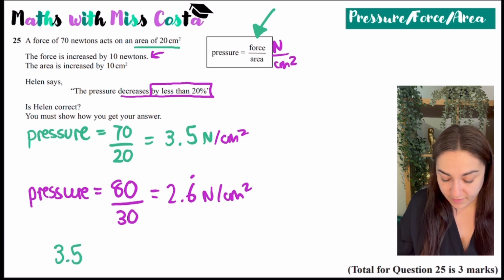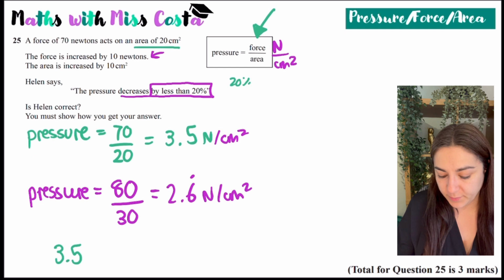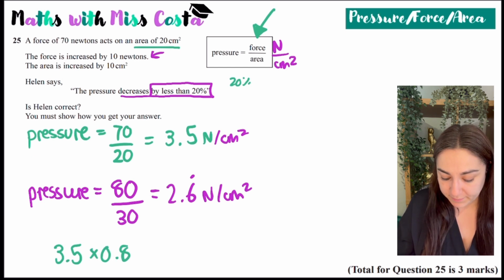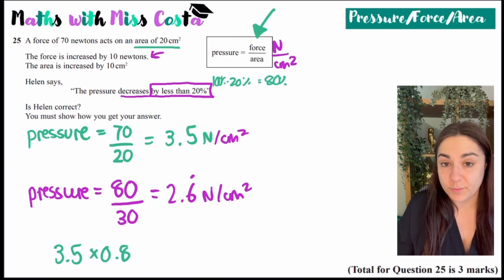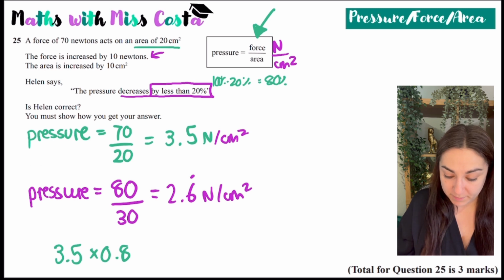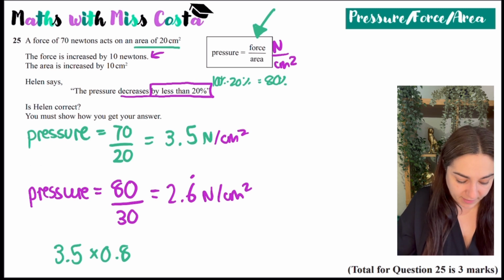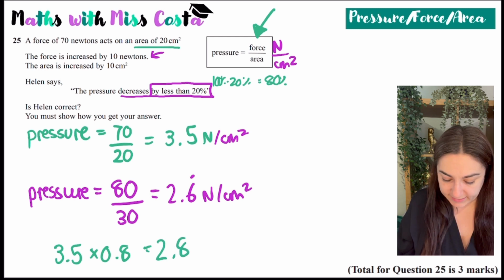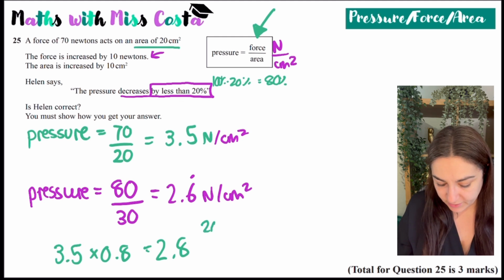So 3.5, or if I wanted to, I could either work out 20% and subtract it, or just use a multiplier. So if I times it by 0.8, effectively what I've done is 100%, take away 20%, which is 80%, which is what I'm trying to find. So multiplying by 0.8 is finding 80% of the original. So 3.5 times by 0.8 is 2.8.